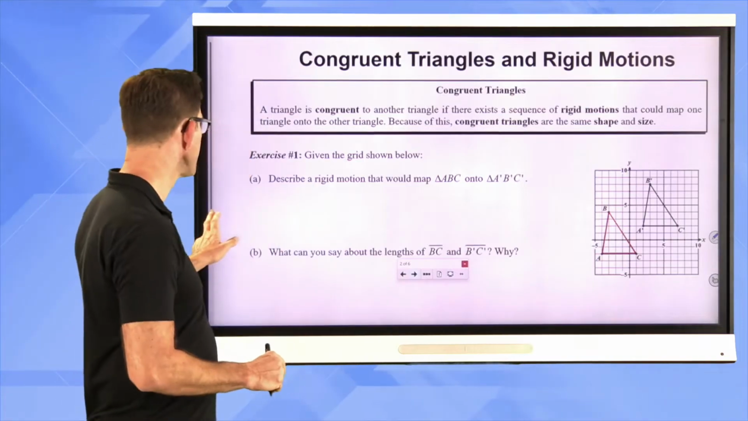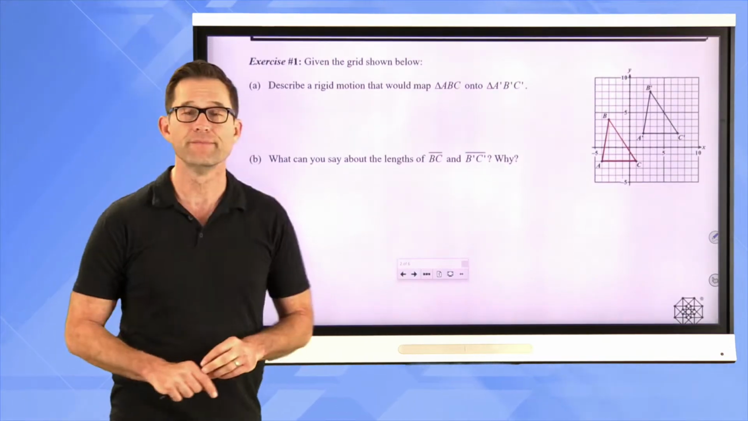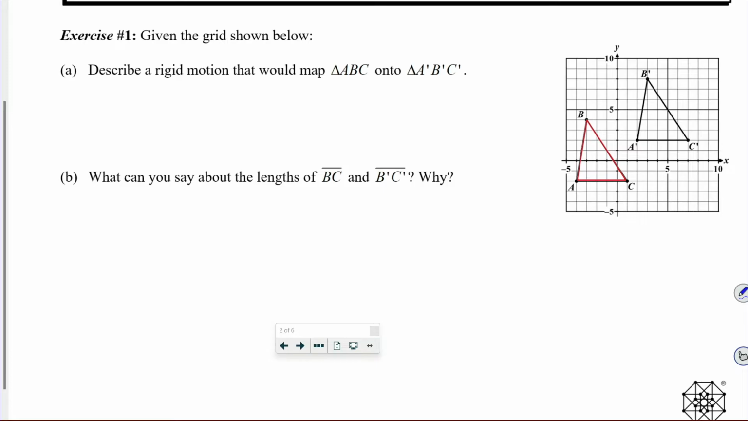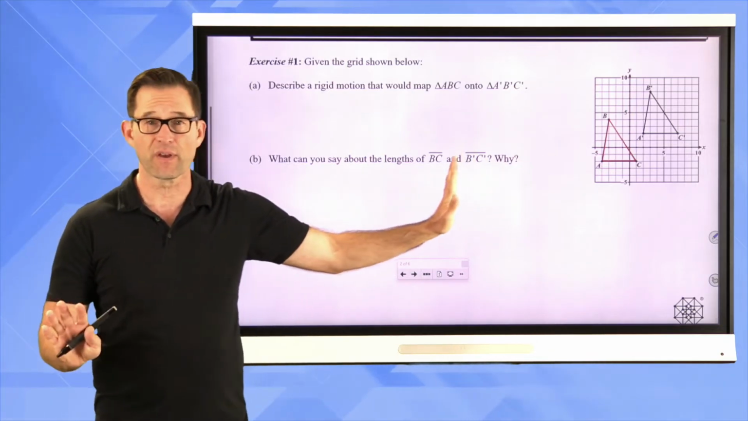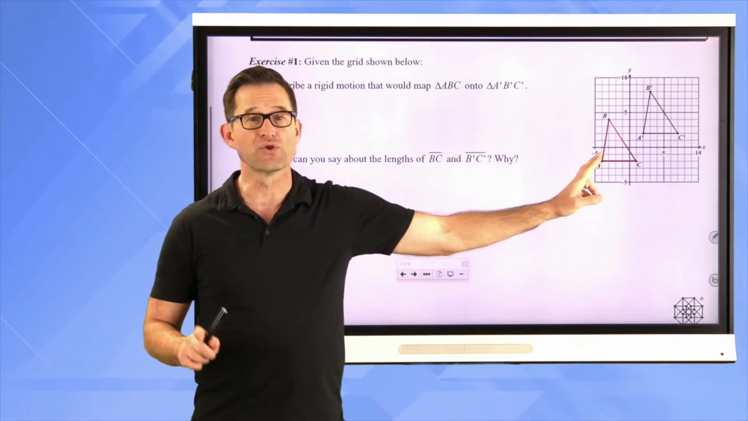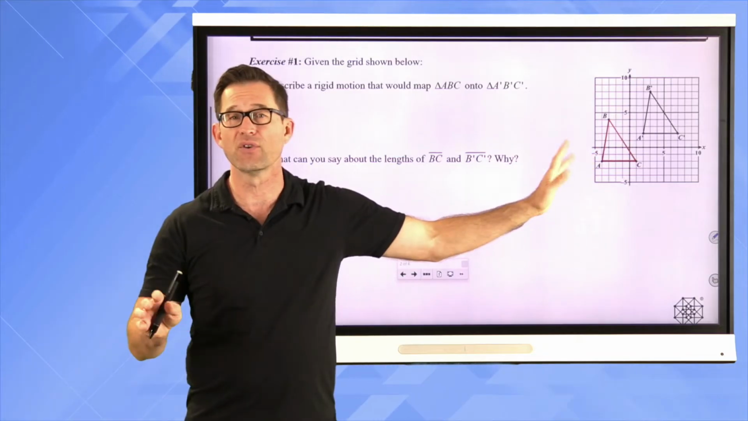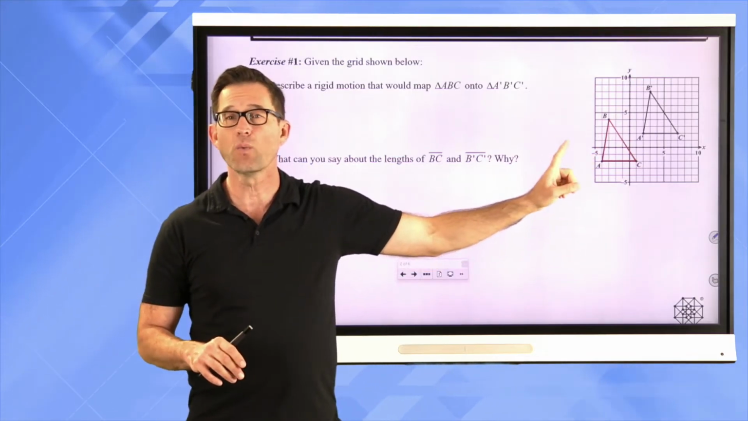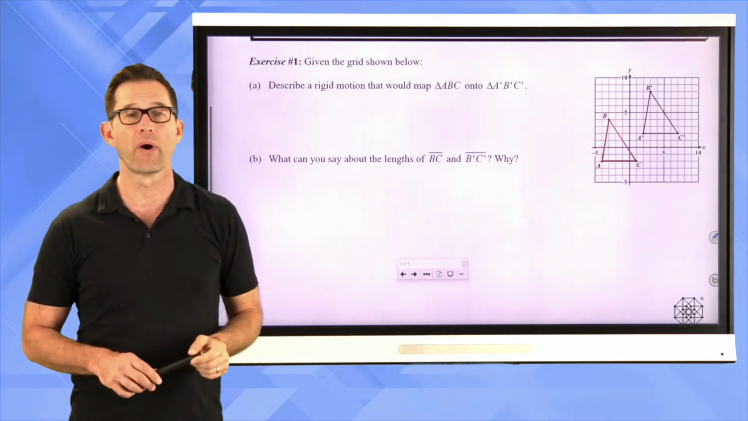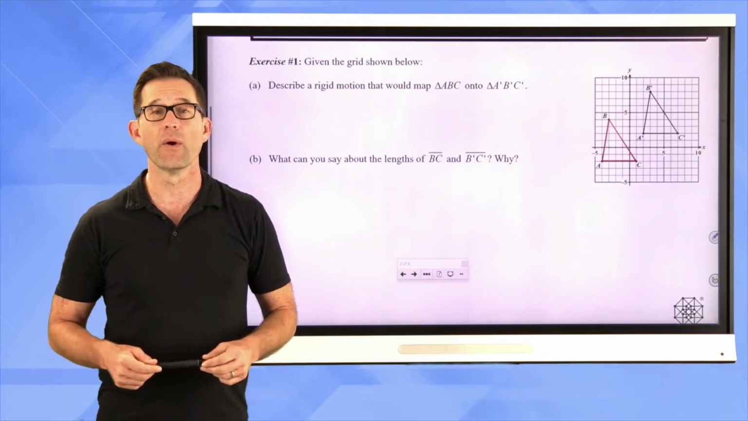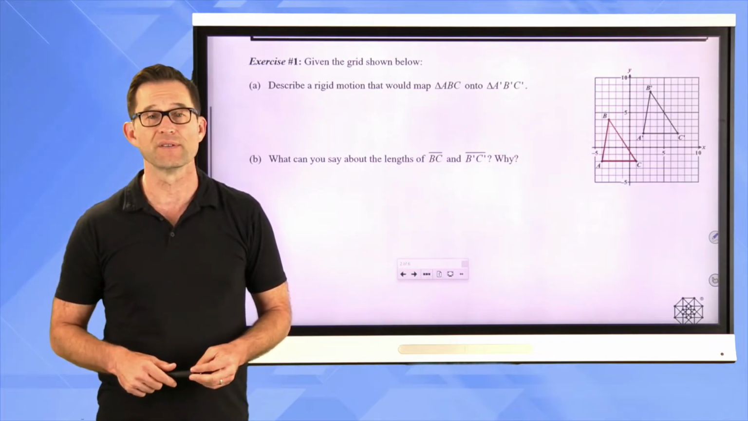So let's just talk about this really quick with exercise number 1. Given the grid shown below, A, describe a rigid motion that would map triangle ABC onto triangle A', B', C'. All right, cool. So I'd like you to write down, as specific as you can, one of the rigid motions, and it's just one, it's not a sequence, you don't have to do 2 or 3 of them. Just one that will map triangle ABC onto triangle A', B', C'. Go ahead and pause the video and see if you can figure out what that is at this point.